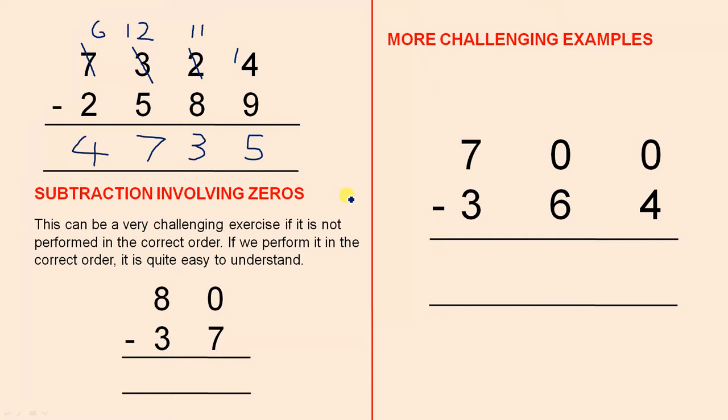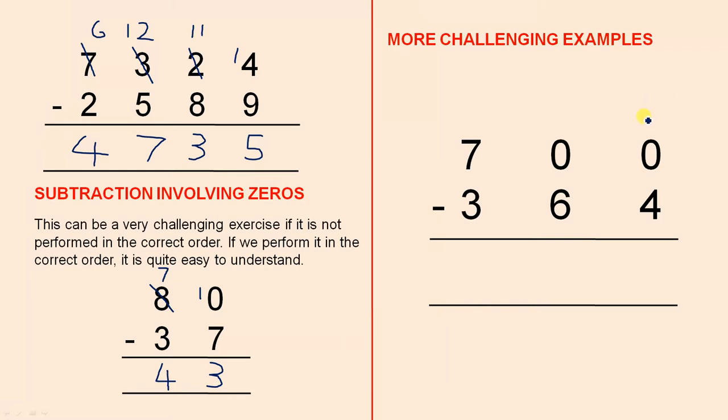Subtraction involving zeros. This can be a very challenging exercise if it is not performed in the correct order. If we perform it in the correct order, it is quite easy to understand. This one is straightforward. 0 take away 7 we cannot do. So this 8, which is 8 tens, becomes a 7. One of the tens comes here. 10 take away 7 gives us 3, and 7 take away 3 gives us 4. So the answer is 43.